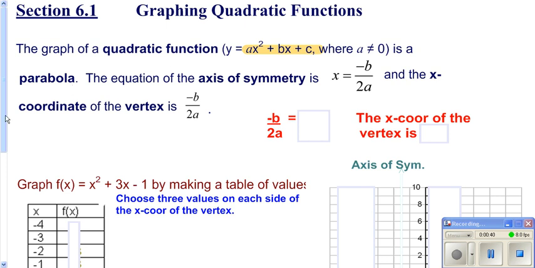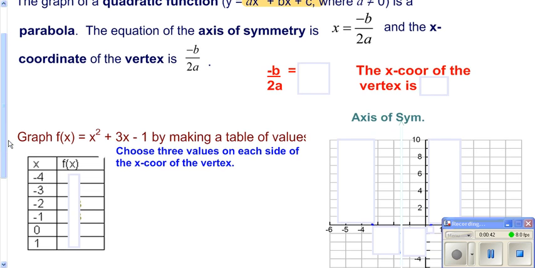You also have an axis of symmetry, which is in this case a vertical line that cuts your graph in half. That's always at the spot negative b over 2a. Since it's an axis of symmetry, meaning a line, it has to be a vertical line. It's x equals that. The x-coordinate of your vertex is always negative b over 2a.